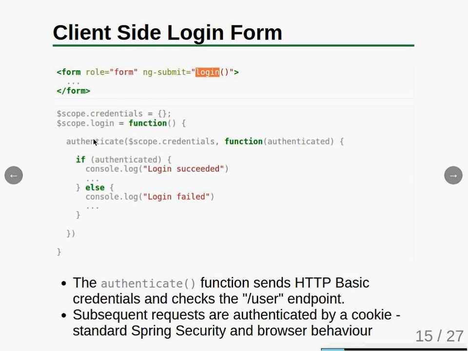Okay, so then I define login in terms of another function, a utility function called authenticate, and I've defined that somewhere else. I haven't shown you the definition, but I can show you in the IDE in a minute. So the authenticate function sends HTTP basic credentials and then checks the /user endpoint, which is a new endpoint I just added to the application. So I do use the HTTP basic for the first request there. What Spring Security does in return is send me back a cookie, and then subsequent requests from the browser to the application code are authenticated by that cookie. So standard Spring Security and browser behavior, they play nicely together. Each one does what the other one expects, pretty much out of the box.